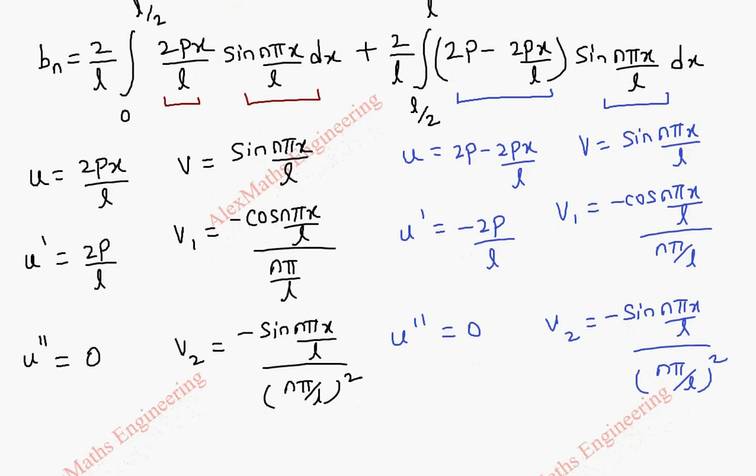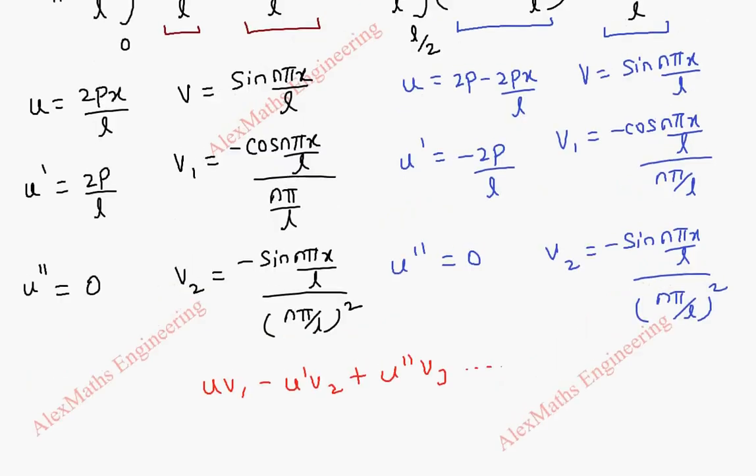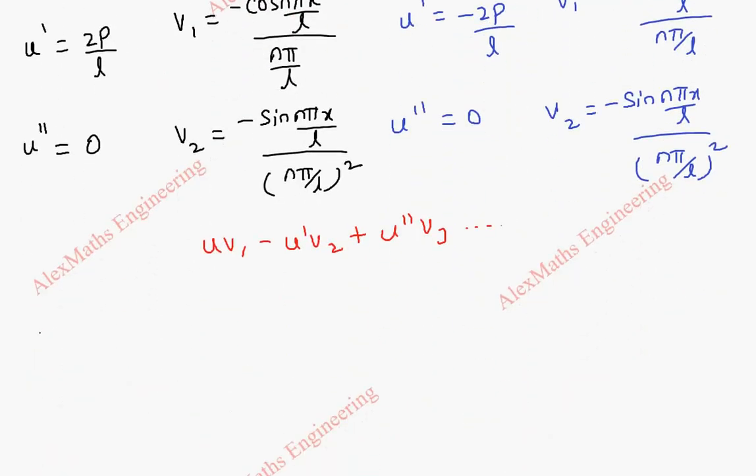Now the Bernoulli's formula we are going to apply is u V1 minus u dash V2 plus u double dash V3 and so on. For the first term we have 2 by L outside. So bn equal to 2 by L.